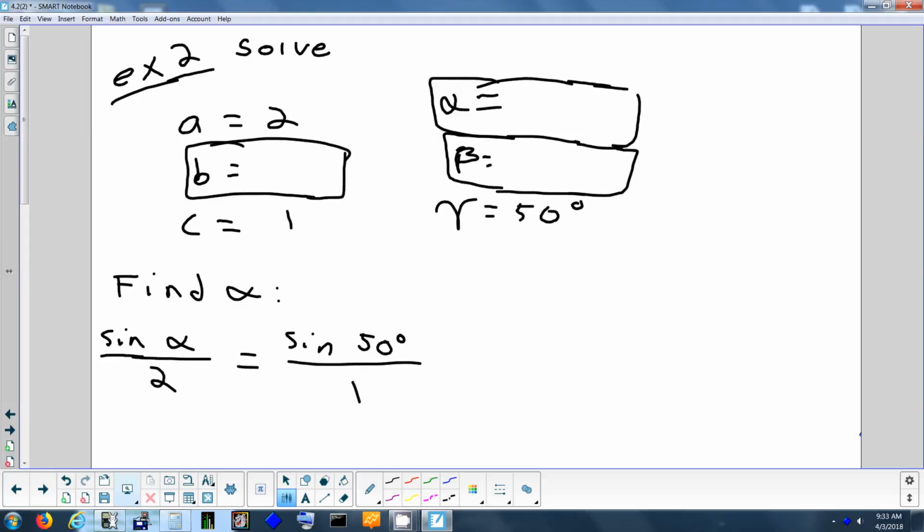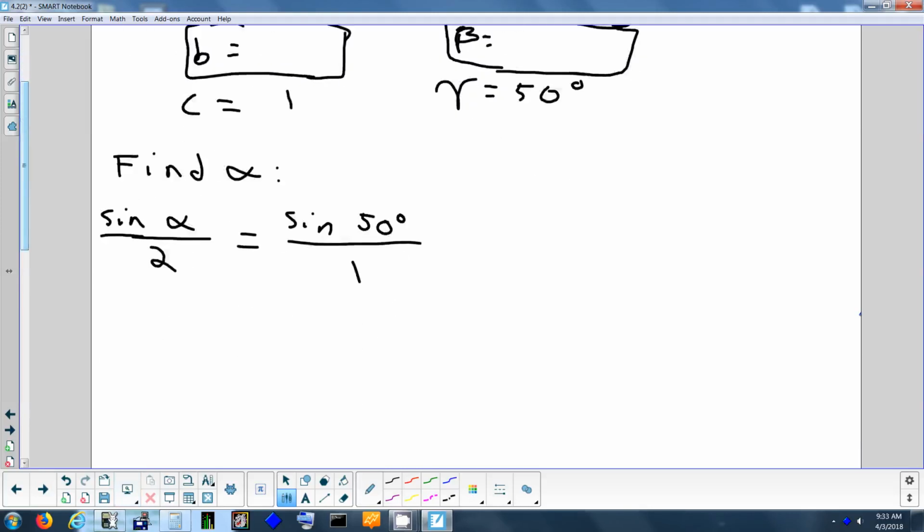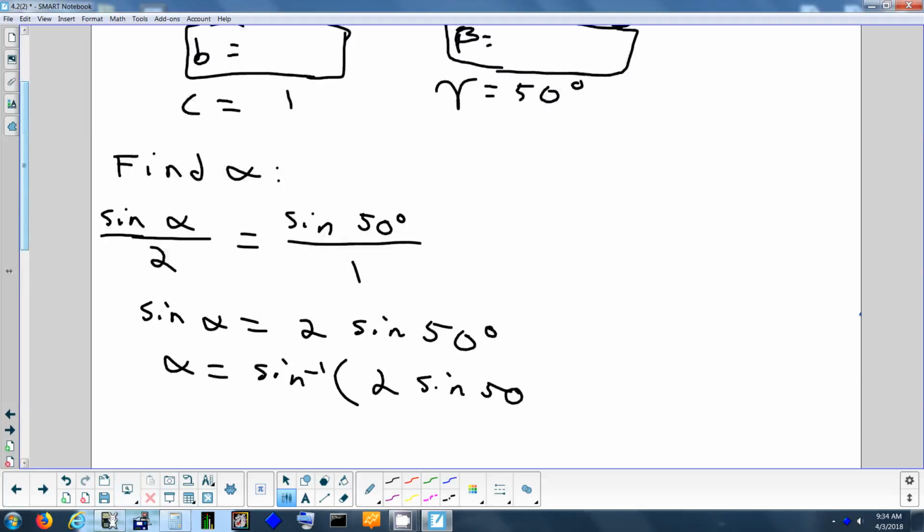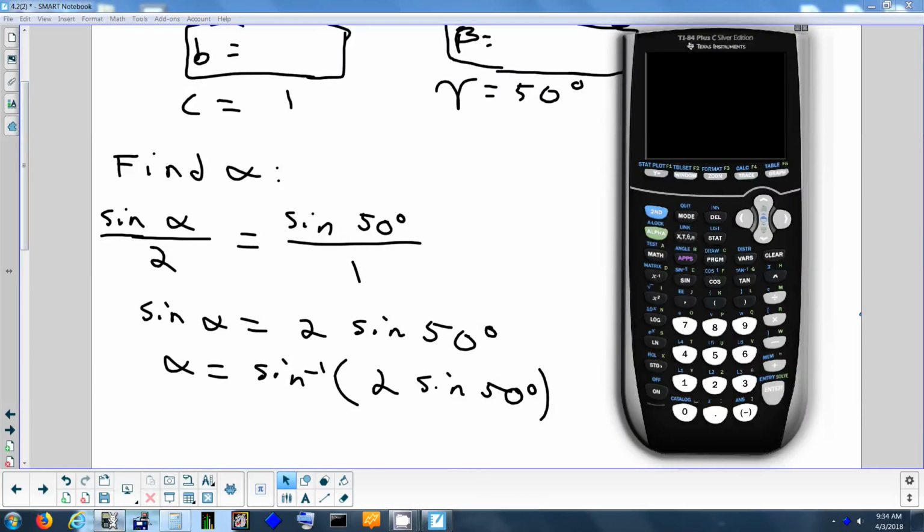Now we want to cross multiply, but really we don't even need to do that because sine of 50 over 1 is just divided by 1, so it's really just sine 50. So just double each side. We get sine alpha equals 2 sine 50. And now I want to get alpha by itself, so to get rid of sine, inverse sine. So it's the inverse sine of 2 sine 50.